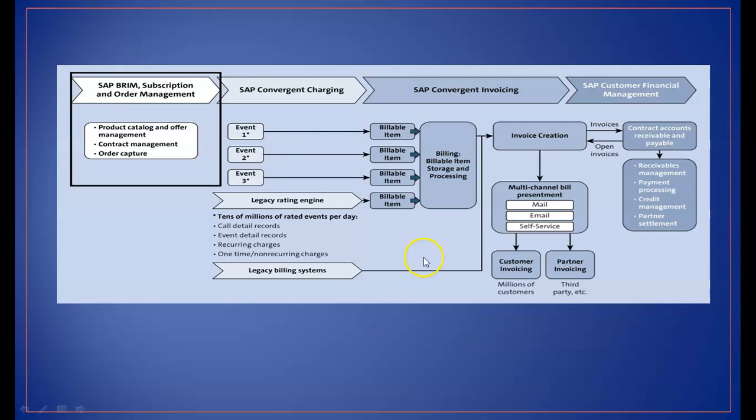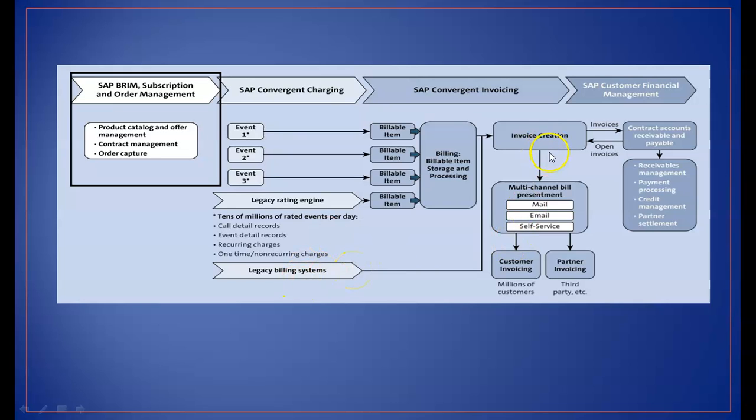So here we have a billable item. Let's take an example of event 1, and we have a billable item for that. Then we have the billable item storage and processing. Then we have this legacy rating engine, which again works on the billable item. Tens of billions of rated events per day can be handled here, and legacy billing systems are there.